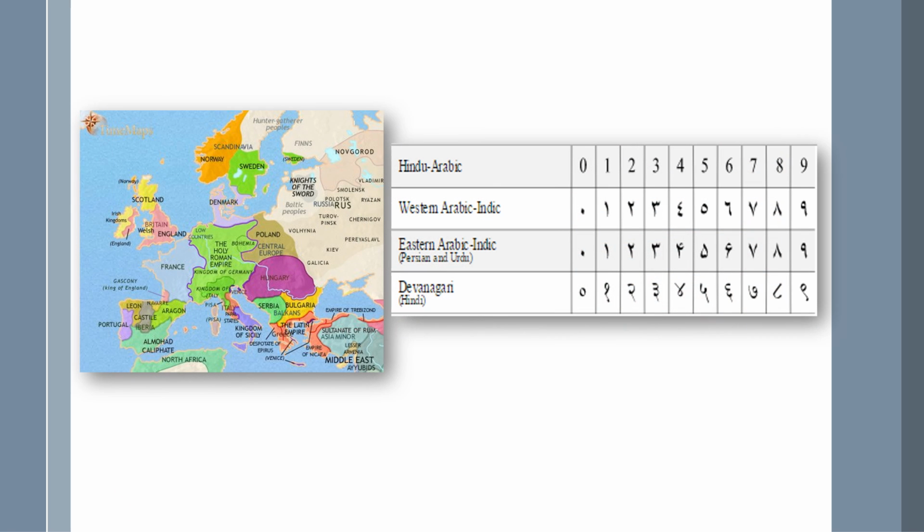The Hindu-Arabic numeral system reached Europe in the 11th century. Although this number system was invented by Indian mathematicians, Europeans called it Arabic numerals because it was introduced to the West by Arab merchants.